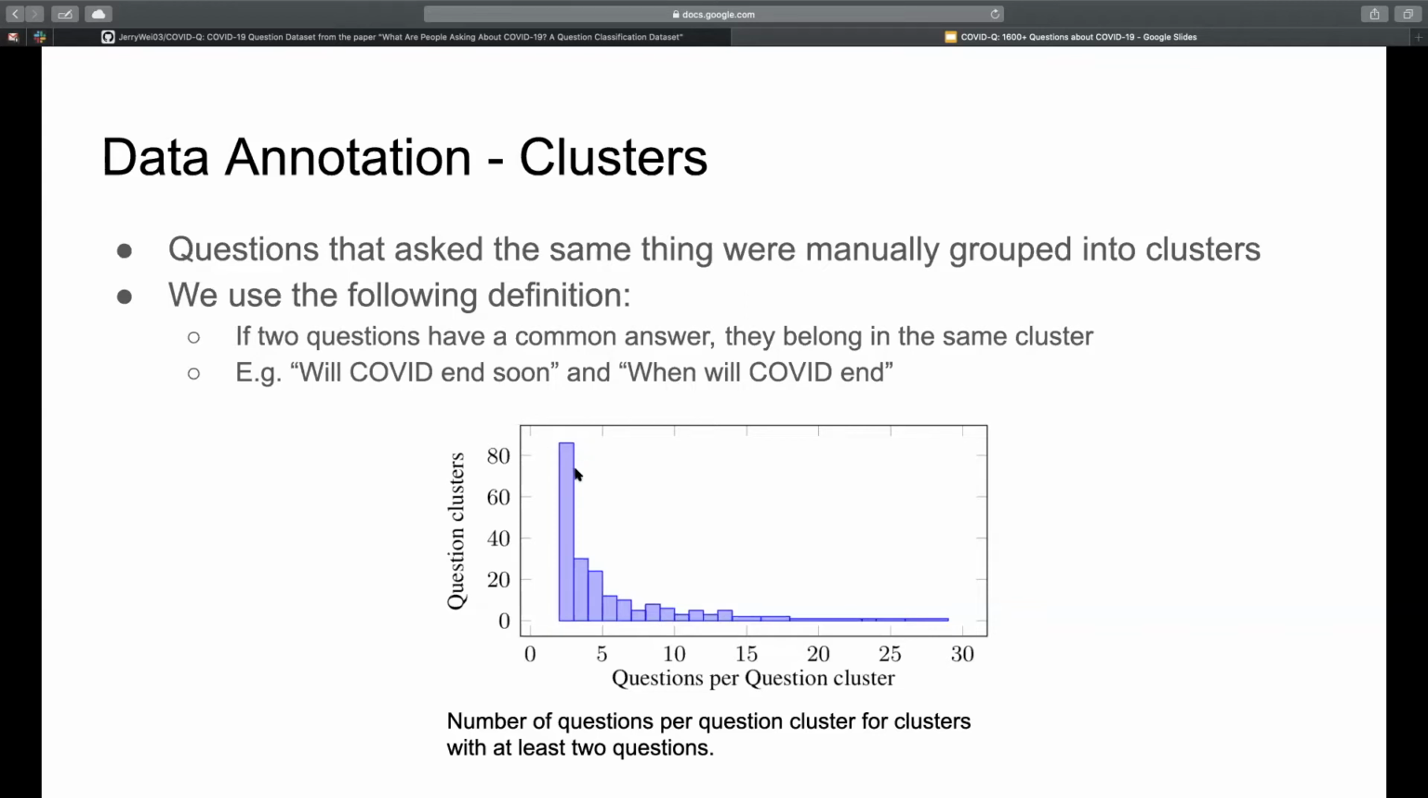Here I've included the number of question clusters that have a certain number of questions. For example, you'll see that there are more than 80 question clusters with at least 2 questions. And you'll see that the distribution is skewed, in that there are a large number of clusters with few questions in them.